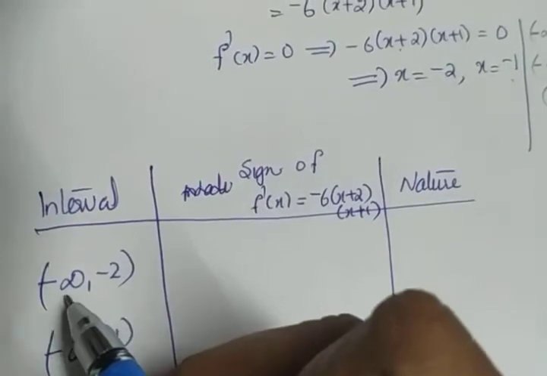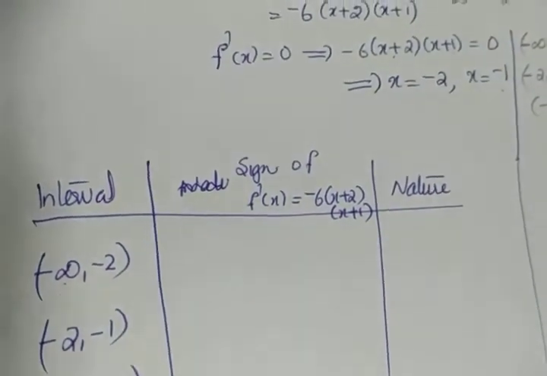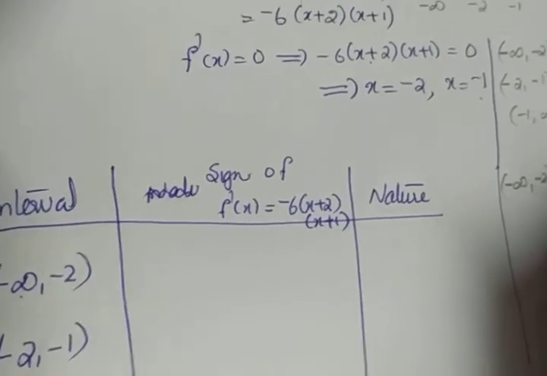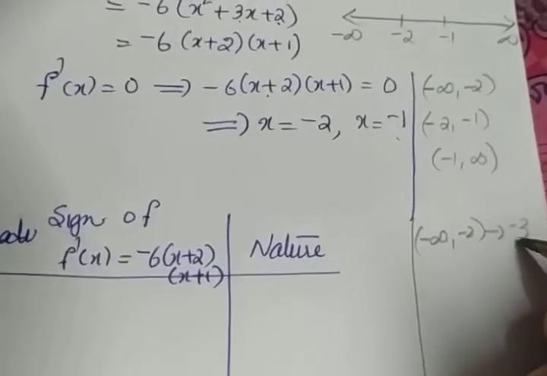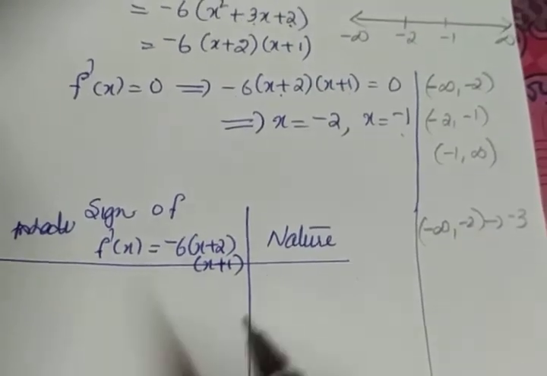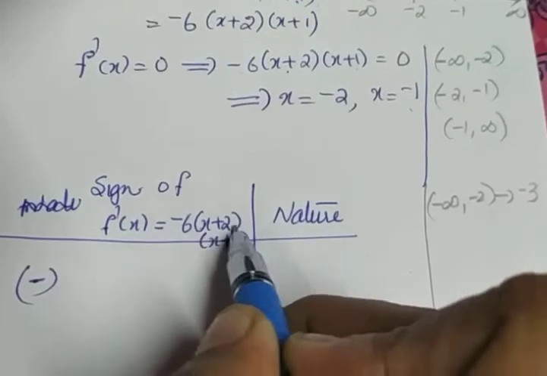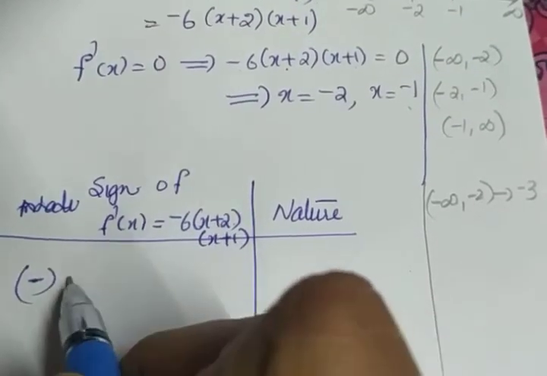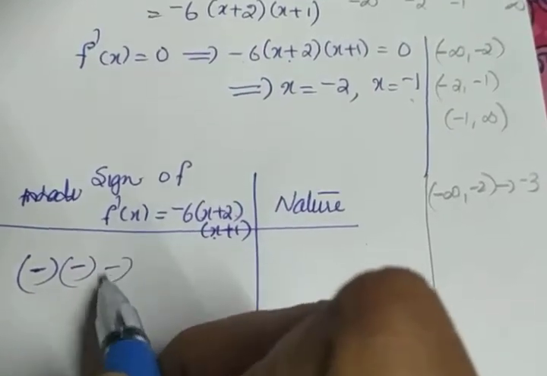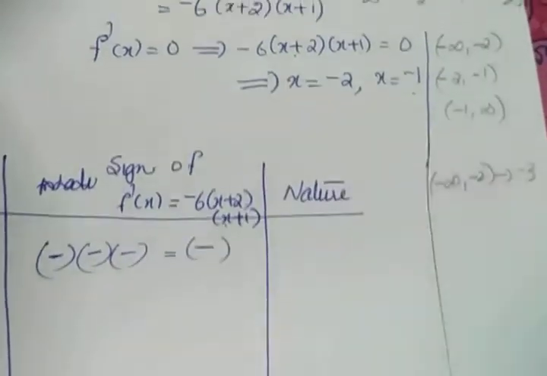So take a point in between minus infinity and -2. We can take a number less than -2, which is -3. We can take any number, but we will take a smaller number nearer to -2. So when we put -3 here, -6 is already negative. When we put -3 in the first bracket, -3 + 2 is negative. Again if I put -3 + 1, again negative. So negative into negative into negative gives you negative.